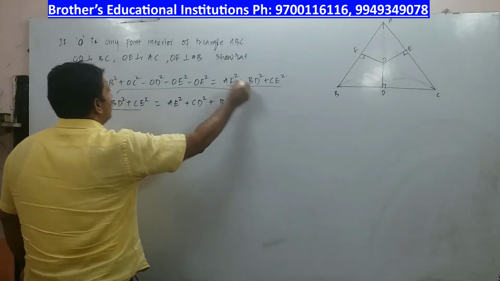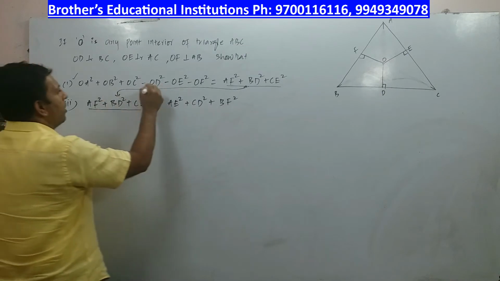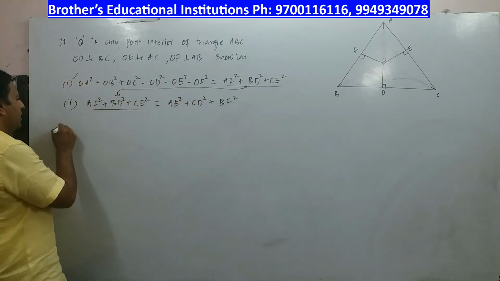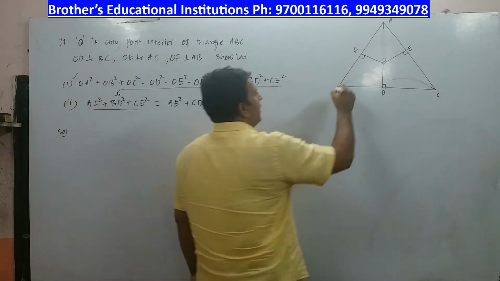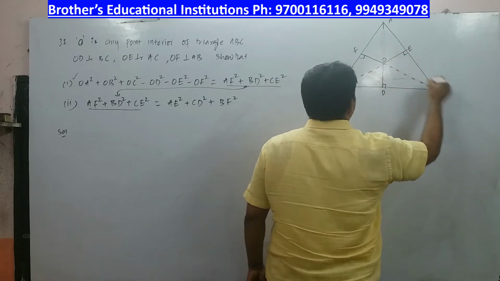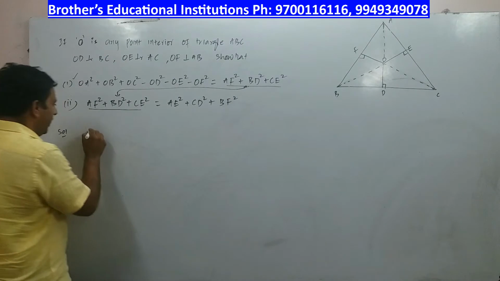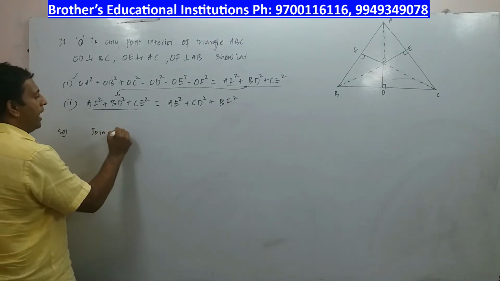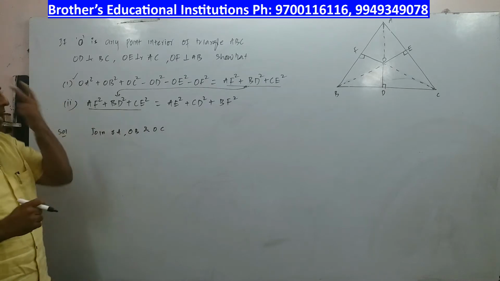So if you can prove the first part, proving the second part is pretty easy. Only if some modifications we have to make, we'll get the second part. Now how am I going to proceed? Solution. To make you understand, let us do some construction where I will join OA, OB and OC. Join OA, OB and OC.